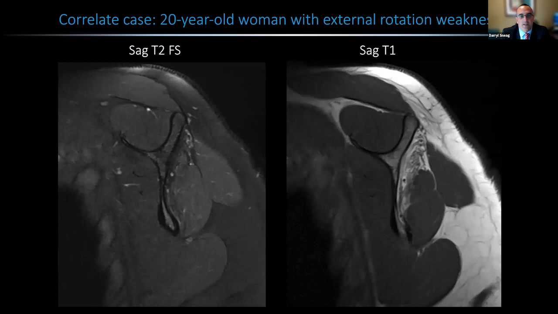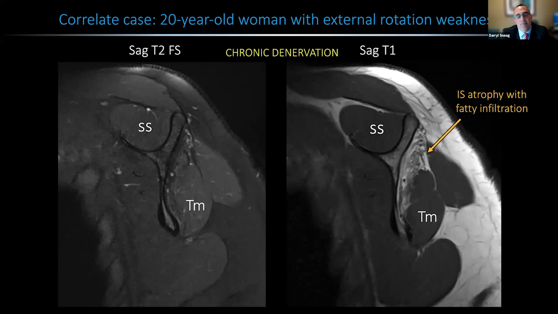I'd like to show a correlate case. This is a 20-year-old woman with external rotation weakness. Here in the fluid-sensitive fat suppressed sequence on the left and the T1 weighted sequence on the right, I've labeled for you the supraspinatus and the teres minor muscle. Note that the teres minor muscle is actually quite large, and we have severe fatty infiltration of the infraspinatus muscle. So this is an example of a patient with chronically denervated muscle.